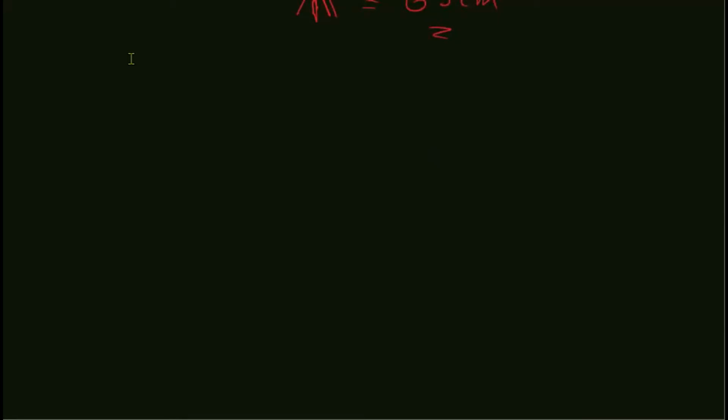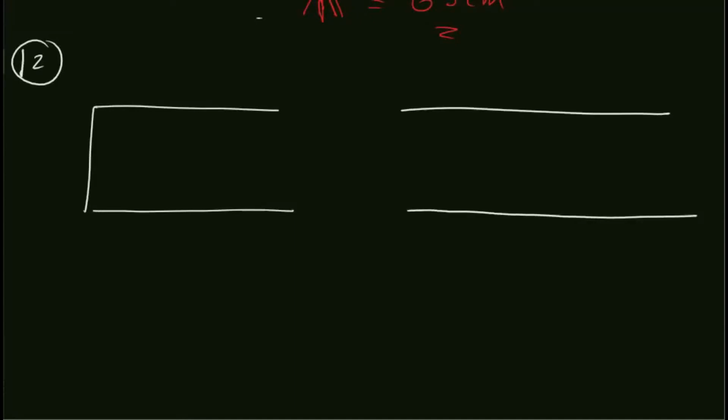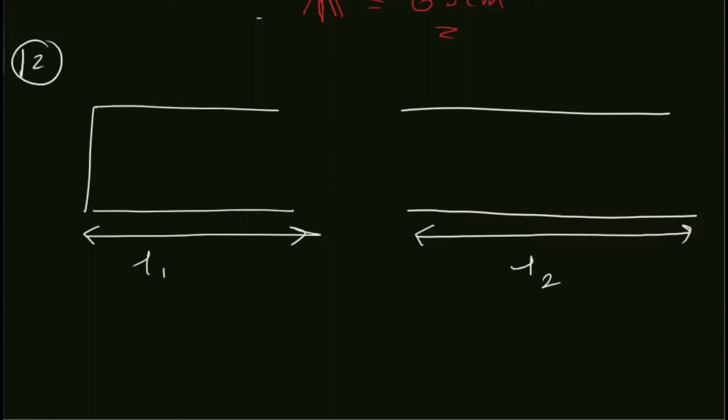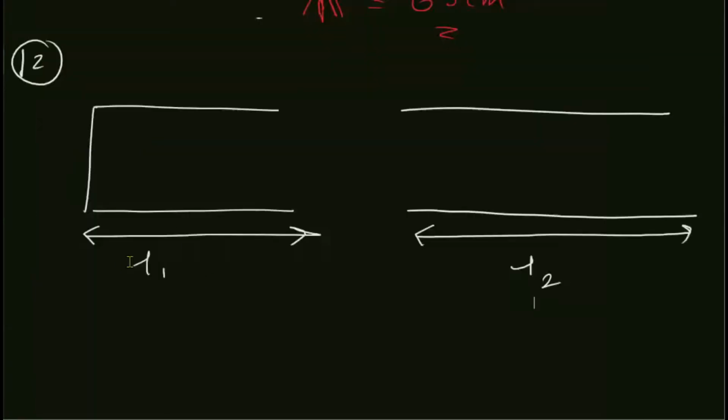What I would do is this. They have given us a closed pipe and an open pipe. Let's assume the length of the closed pipe is L1 and the length of the open pipe is L2. Both have a first overtone, so let's write an expression for the first overtone.